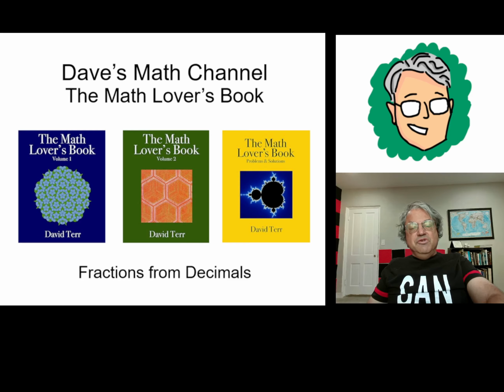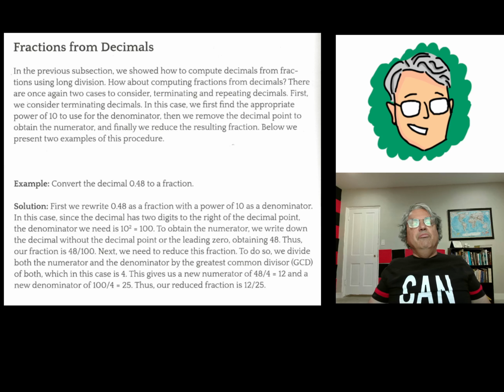So anyway, let's begin. I think I'll just jump into an example here. I already explained what I'm doing. It's easier with terminating decimals, so I'm going to start with a couple of terminating decimals because those are easier. Suppose we have the decimal 0.48 and we want to convert that to a reduced fraction.